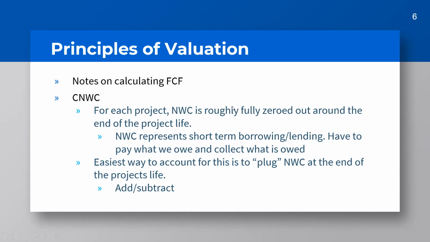So the easiest way to make this adjustment for zeroing out net working capital is to plug in net working capital at the end of the life. So basically all that means is you add up the nominal values of net working capital, and then you plug in, or in other words do the opposite of, what those values add up to. So if over the course of the project your change in net working capital summed up to say $1,000, you would subtract $1,000 in the last year, just to reflect zeroing out all the accounts, paying off what you owe your suppliers and collecting what is owed to you.